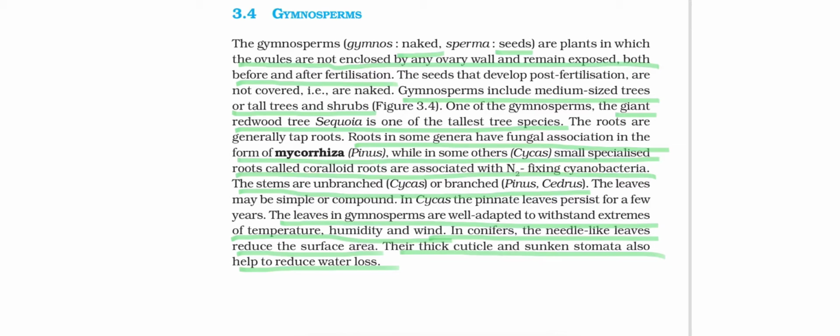You must have heard about conifers, जो generally coniferous forest में मिलते हैं. So in conifer trees, the needle like leaves are present, and they reduce the surface area, and even their thick cuticle is the outermost layer which protects the inner tissue. The thick cuticle, along with sunken stomata, also helps to reduce water loss. So ये सारे adaptations उनके environment के according हैं, and they are very special features which are found in these gymnospermic trees. Mainly I am talking about coniferous trees.